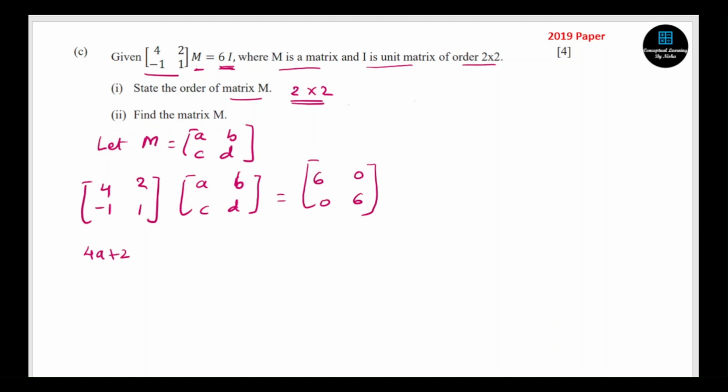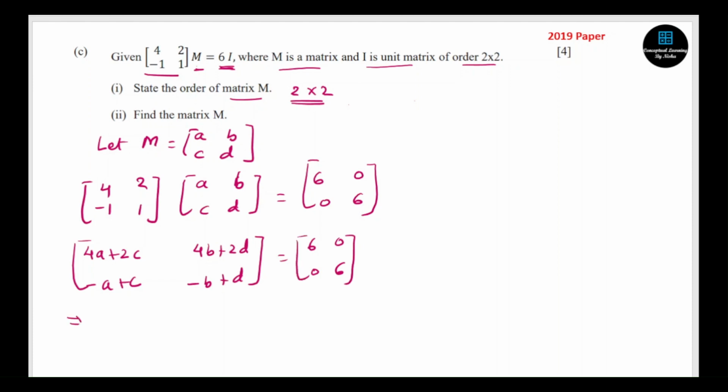4a plus 2c. Here, first row, second column. So 4b plus 2d. Then second row, first column. So minus a plus c. And second row, second column. So minus b plus d. Now this is equal to 6 0 0 6. Alright. Now you have to equate this.